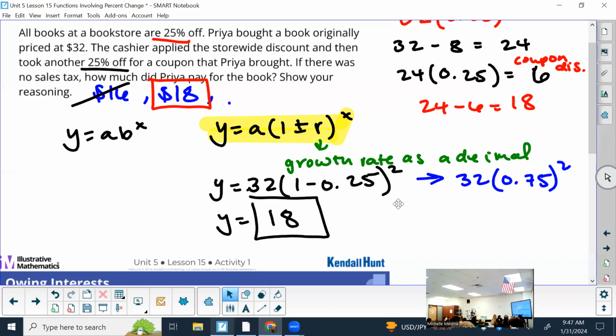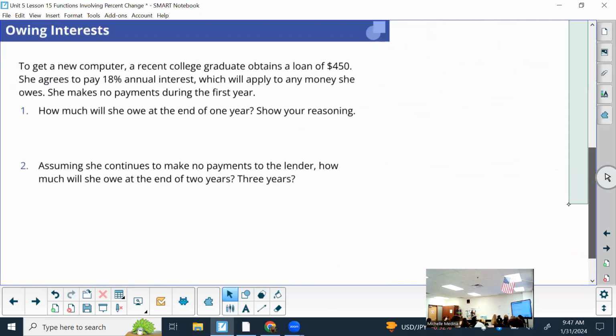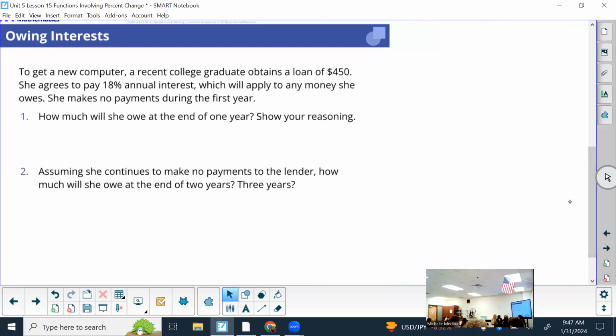All right, so some practice activities, owing interest. To get a new computer, a recent college graduate obtains a loan of $450. She agrees to pay 18% annual interest, which will apply to any money she owes. She makes no payments during the first year. Really, you could answer all four of those questions, but we'll just start chunking the first two.